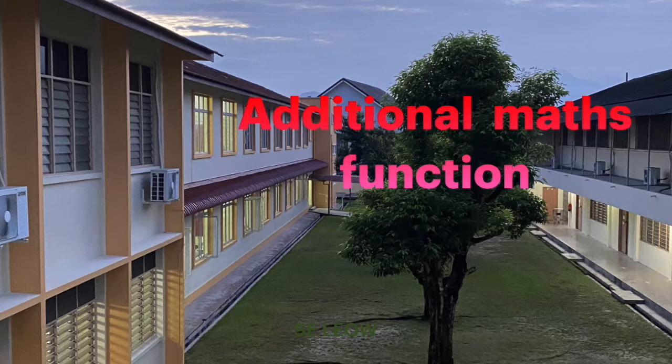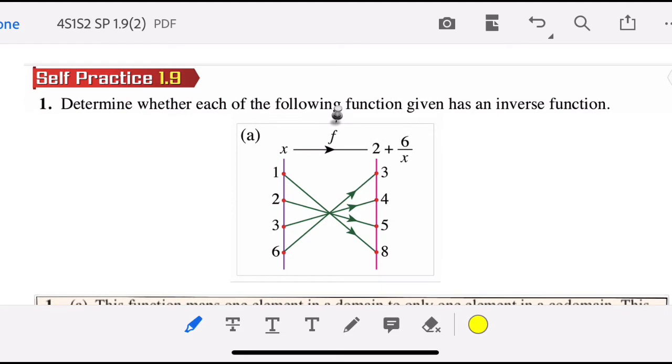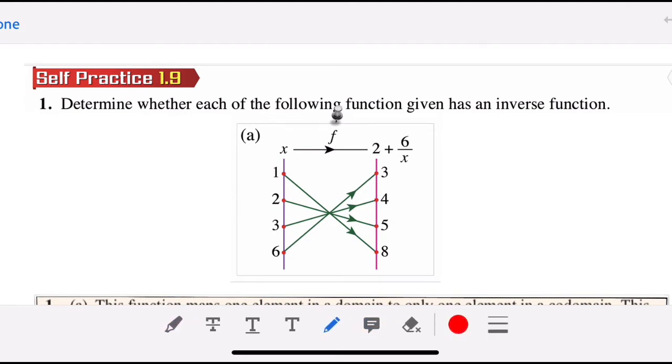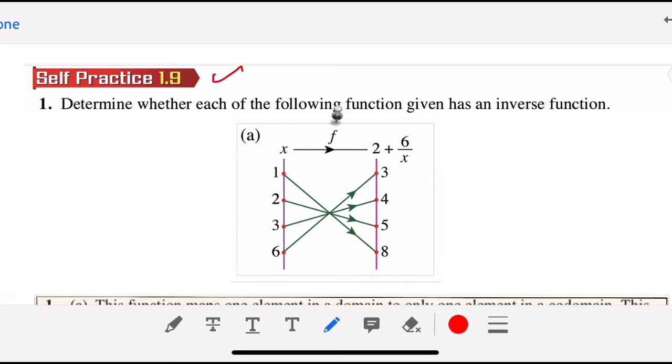Today is actually the day for us to discuss the exercise. Okay, we are going to discuss the self-practice 1.9. Please do this exercise in your book A. Alright, so we are going to discuss one by one so that you have a clearer picture of the exercise that you do. Okay, the first one is determine whether each of the following function has an inverse function.